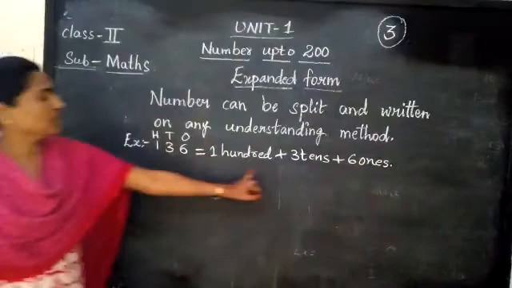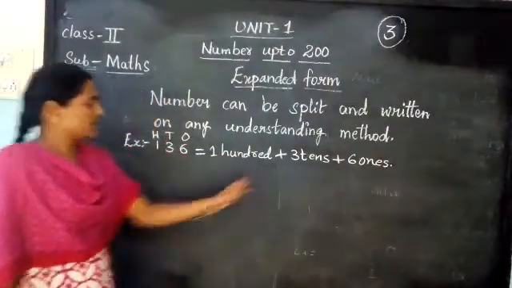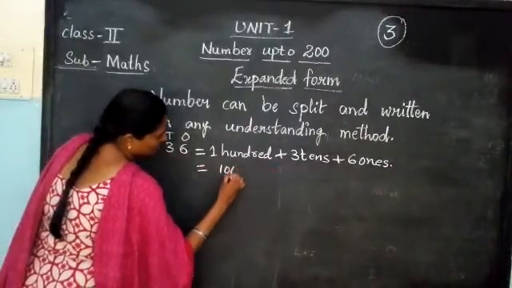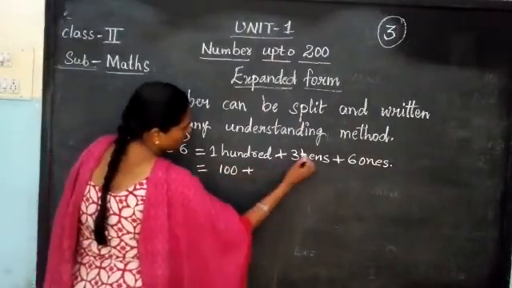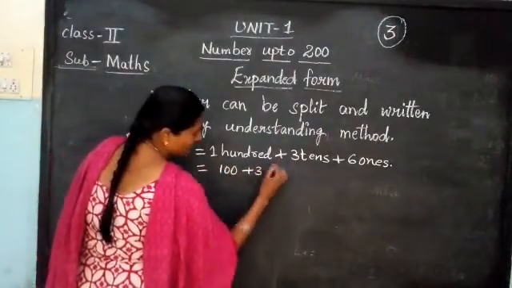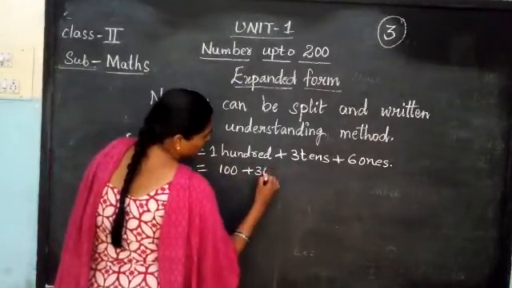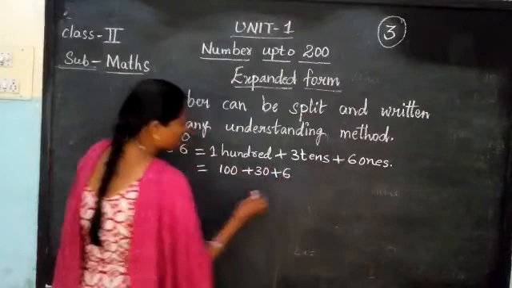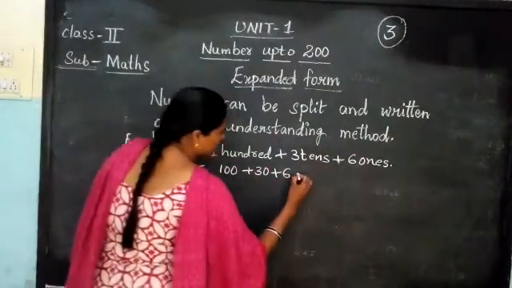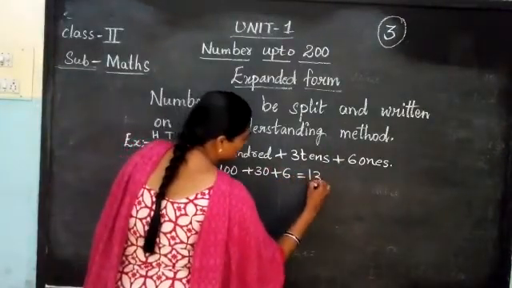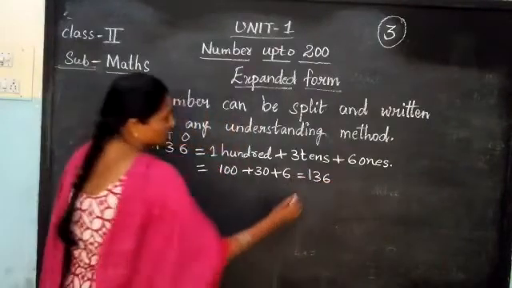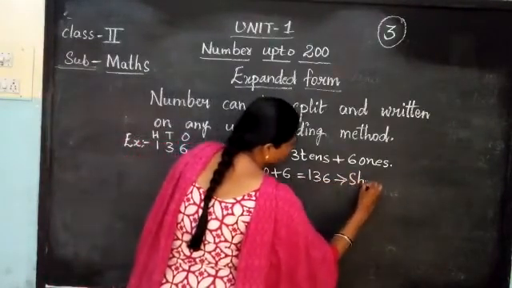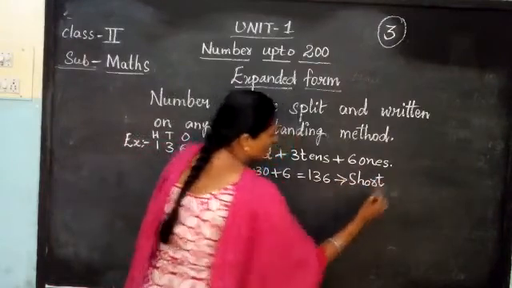We wrote it in numbers, number names. Now 100 means in numbers you write 100 plus 3 tens means 3 into 10, 30, plus 6 into 1, 6. Total what did it become? 136. You can write this in short form, this is called the short form.